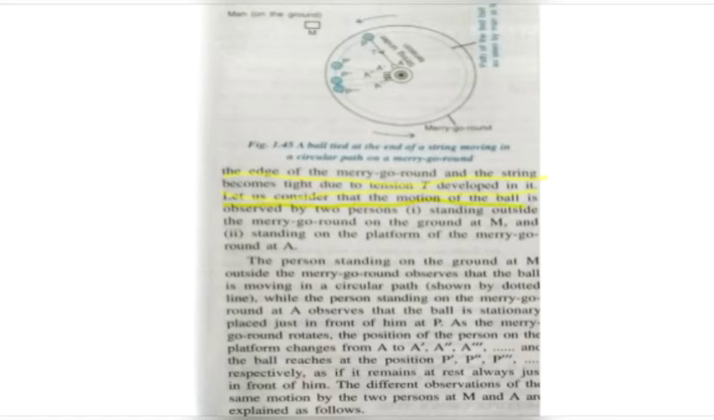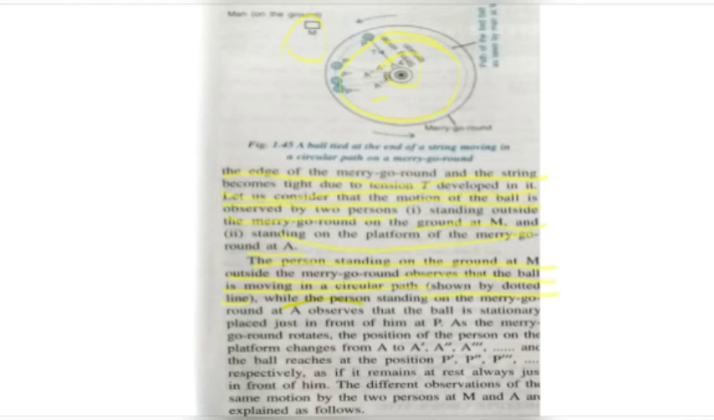Let us consider that the motion of the ball is observed by two persons. First, standing outside the merry-go-round on the ground at M, and second, standing on the platform of the merry-go-round at A. So these two persons are observing the motion of the ball. The person standing on the ground at M outside the merry-go-round observes that the ball is moving in a circular path that is shown by the dotted line. You must have seen this. In your book, you will clearly see there is one dotted line after the black line.